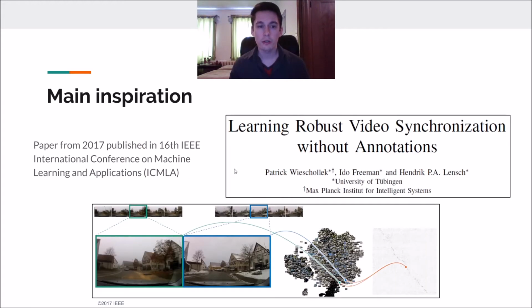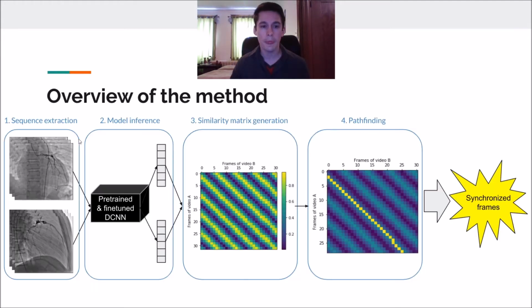The main inspiration for my article is from a paper of 2017 called Learning Robust Video Synchronization Without Annotations, which synchronizes dashcam footage of the same route taken in different seasons. It does so by extracting feature vectors from the images and comparing them from one video to the other. With this comparison, a distance matrix is made and pathfinding is done to find the best synchronization.